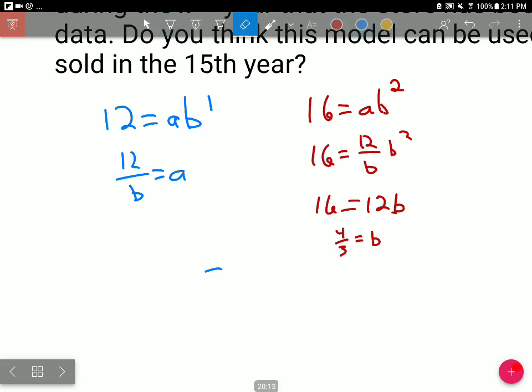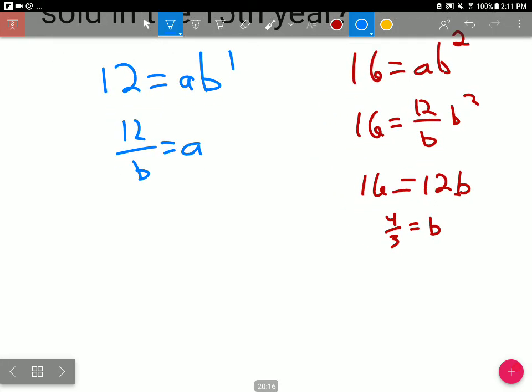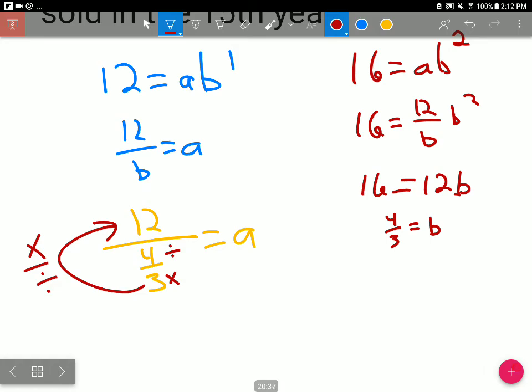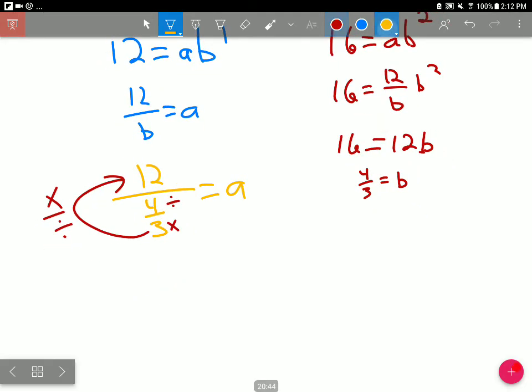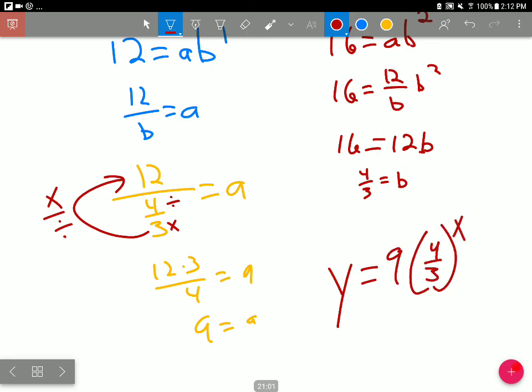Cool. And this is the part where I think people may give up. 12 divided by 4/3 equals a. It is 9. Here's how to do it in your head. Remember fractions, the top part multiplies and the bottom part divides, right? But when it's in the denominator, the top part divides and the bottom part multiplies. So just shove the 3 up there. 12 times 3 is what? What's 36 divided by 4? 9. So essentially what you've got is 12 times 3 over 4, which is 9. Cool. So y equals 9 parentheses 4/3 to the x.